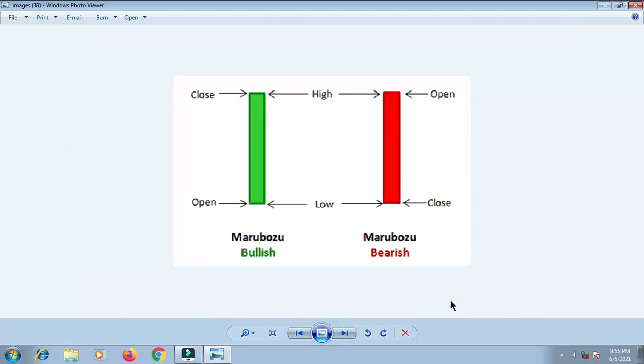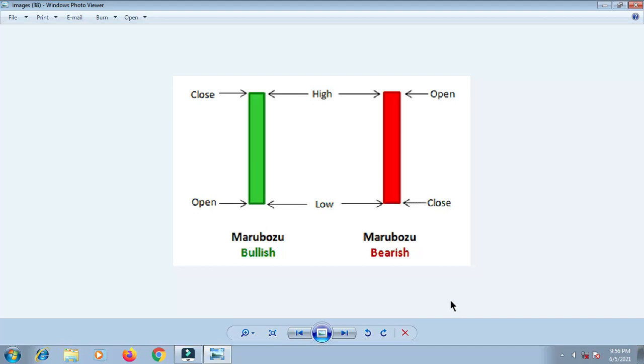Next is the Marubozu candle. This is the exact opposite of the doji candle. In a doji, the body was very narrow and the wicks were very long, but here there is no wick. The only thing that exists is the body.